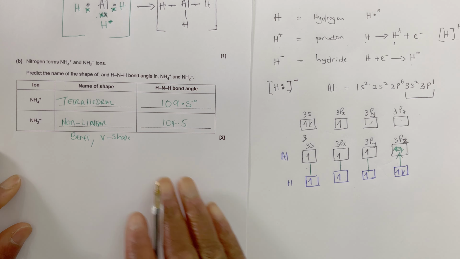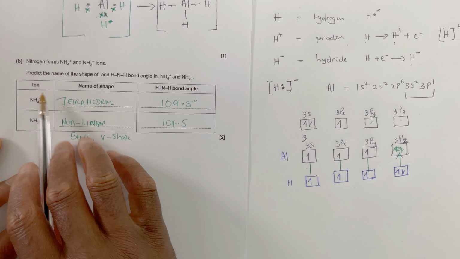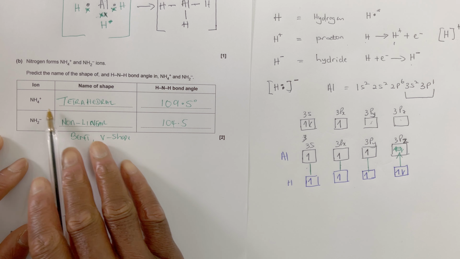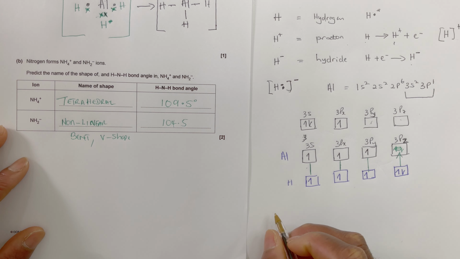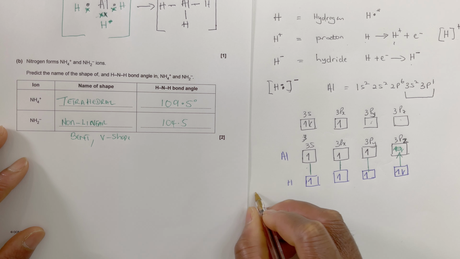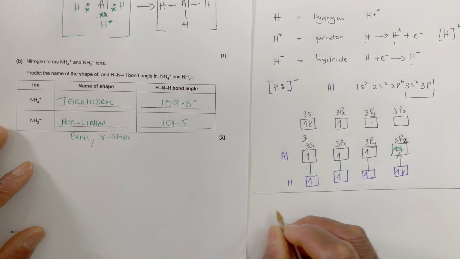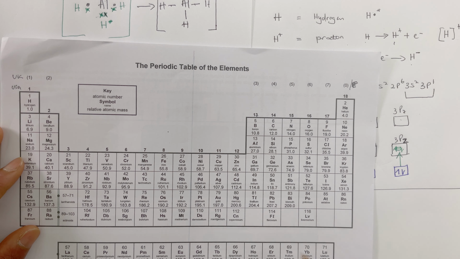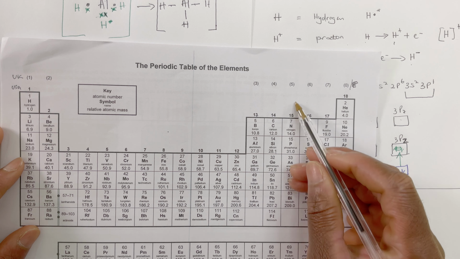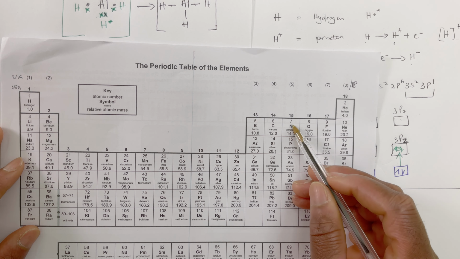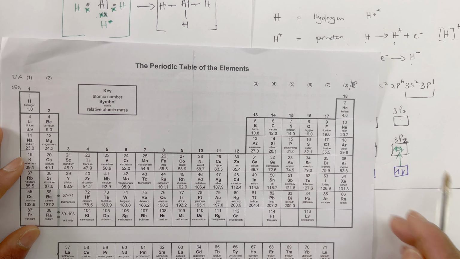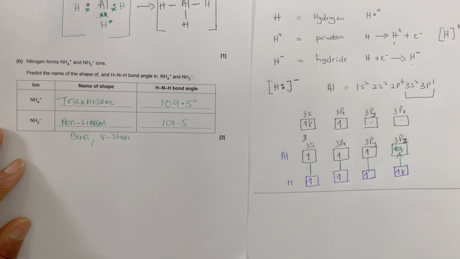Okay, so how do we get that one? It says predict the shape. I'm already telling you that's tetrahedral. So how do we predict that shape? Well, for the nitrogen, you quickly look at that. So nitrogen is in group 5 here, or 15 if you're in USA. Group 5, and it's got 5 electrons in the outer shell.